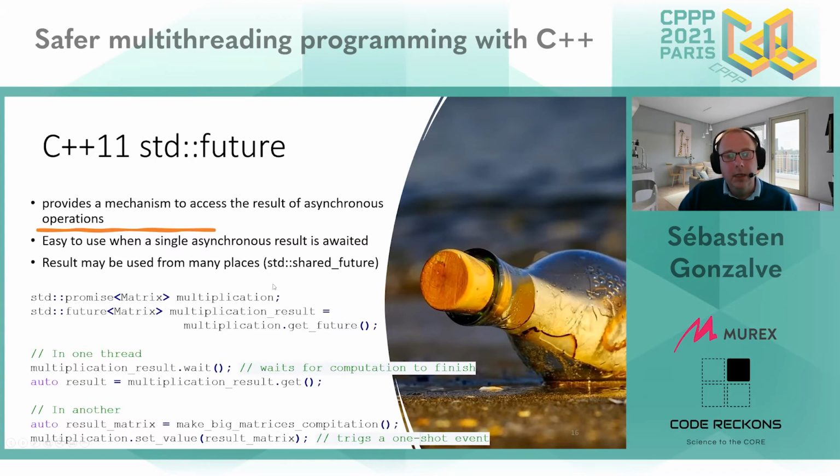So you create a promise. You can take the future linked to this promise. Here, the example of pseudocode I wrote is about matrix multiplication. I just say, well, I will do a multiplication. The future will represent the result of this multiplication. So I get the future from the promise I created just above. And then on one thread, I wait for the result. And then I get the result.